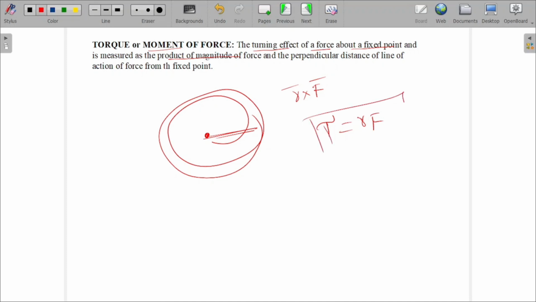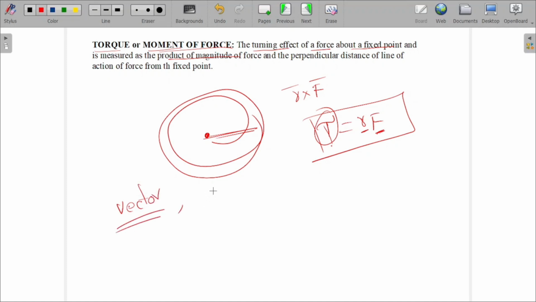This is just the formula. Torque equal to r into F. Torque tau equals the perpendicular distance r into the magnitude of force. This force is called the moment of force. Simply, this total will be called torque. Clear? Right, now is torque a scalar or a vector? Torque is a vector quantity. Okay, torque is a vector quantity.